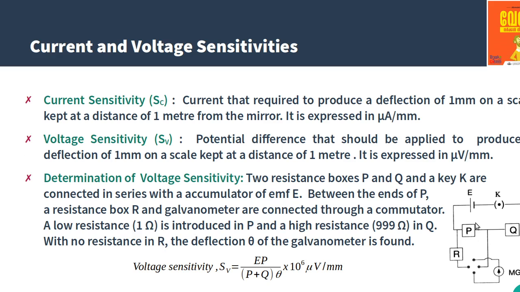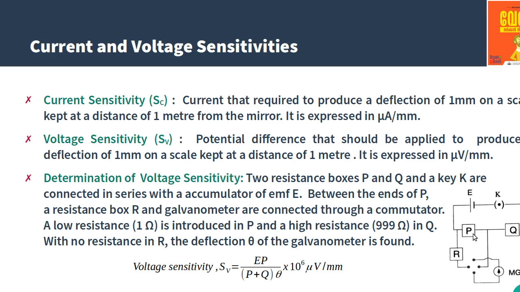So what will happen? Current will flow through this. The current through P and Q is the same because they are in series. If you put the key K and the connection is established, current will flow through this circuit. The current through this circuit will be E divided by P plus Q, and the potential across P is E divided by P plus Q into P. The current is E divided by P plus Q because this is a series circuit.